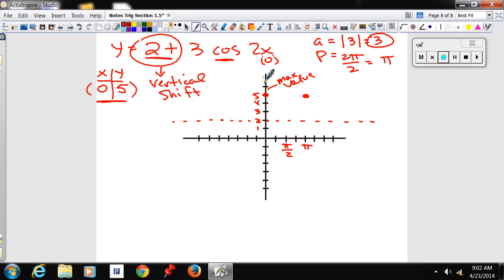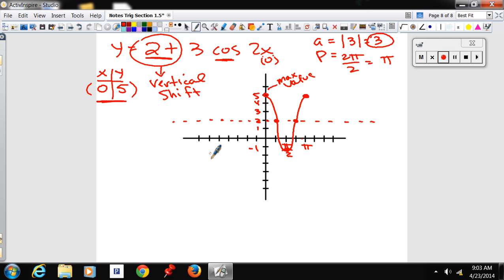Now halfway between these two maximums would be my minimum value. Does that mean it's down 5? No, from this point we're going to go down 3 units. It's going to be at negative 1. And then halfway between those two would be an intercept on my dotted line. So I'm going to draw in this curve right there. That's going to be the graph of that. That's 1 rotation for this equation.